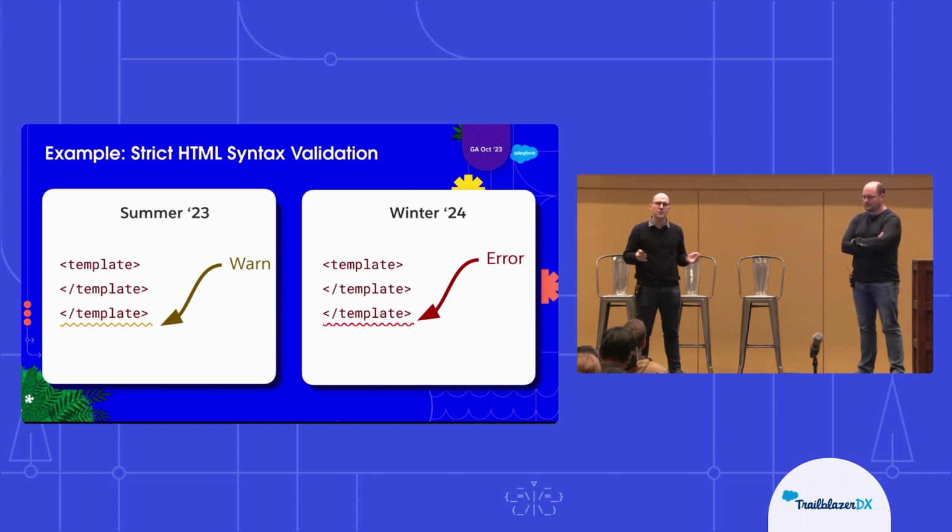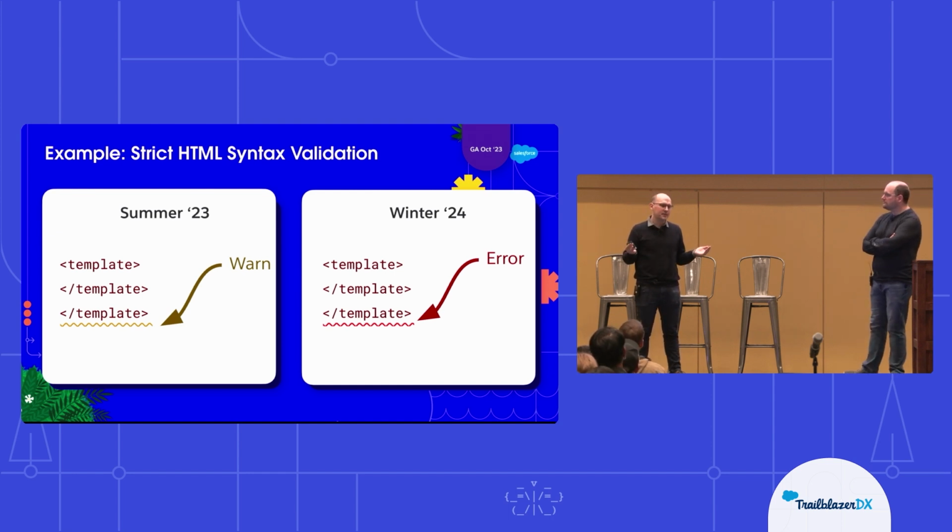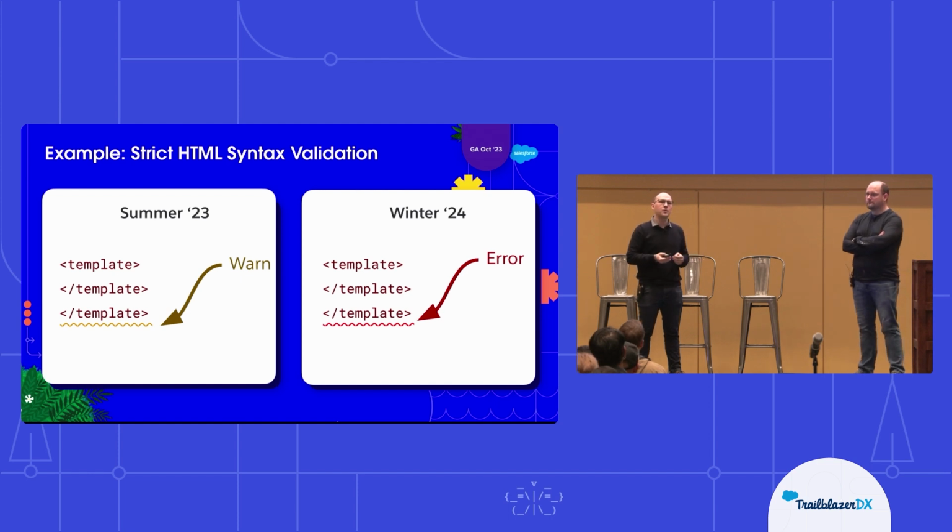Whereas in winter 24, we decided to turn this into an error so that you can be sure that your components are not doing something odd. You haven't put in an extra tag, and it ends up rendering something that you didn't expect it to render. We want to surface that to you earlier and say, hey, you should probably take a look at this, right? But to avoid breaking existing components, if you are on an older API version, then it will continue to be a warning.